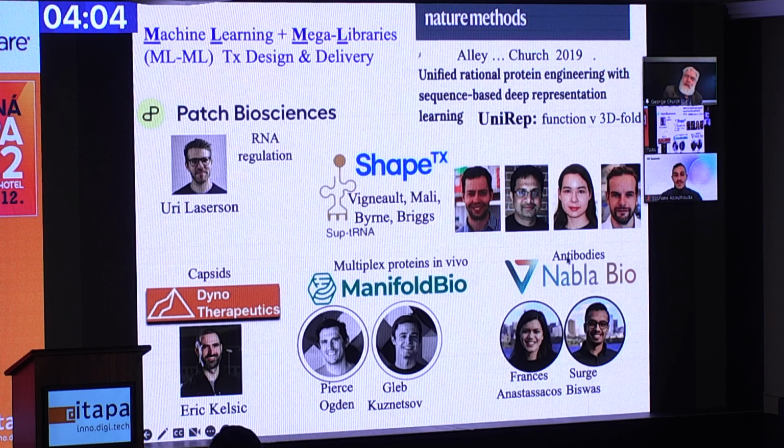NABLA applies this ML to antibodies, Dino to capsid delivery gene therapies, Patch to cis-regulatory RNA and DNA changes. Shape Therapeutics is for RNA-based therapies, tRNAs, and ADAR RNA editing. And Manifold is using protein-protein interactions to allow them to barcode possibly thousands of protein therapies in a single expensive animal model for preclinical trials, like primate models, which are very costly. You could test, in principle, 1,000 proteins at once in one animal. So those are the 5 companies.